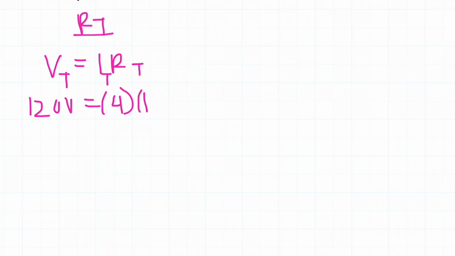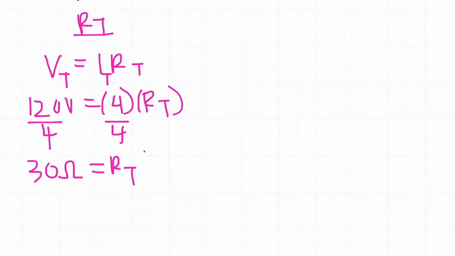So I'm going to use Ohm's law for the whole circuit. We know that the total voltage is 120 volts. Current never changes, so it's always 4, and we're still trying to solve for RT. So if you divide each side by 4, 120 divided by 4 is 30. So we have 30 ohms is equal to the total resistance.